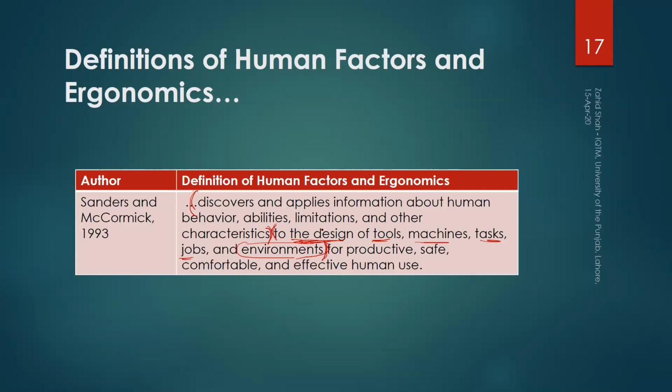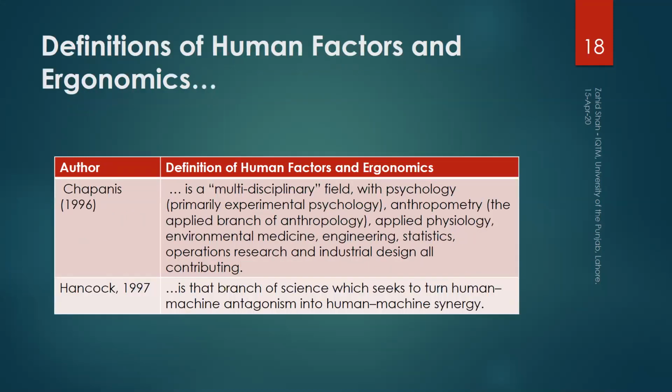And what is the goal? What is the thing that you want to ultimately achieve? It is productivity, safety, comfort, and effective use. So again, we need the knowledge about humans to design these things, tools, machines, tasks, jobs, and environment. And the design itself is not the goal, but design should be helping us to achieve high productivity, safety, comfort, and easy use by the humans.